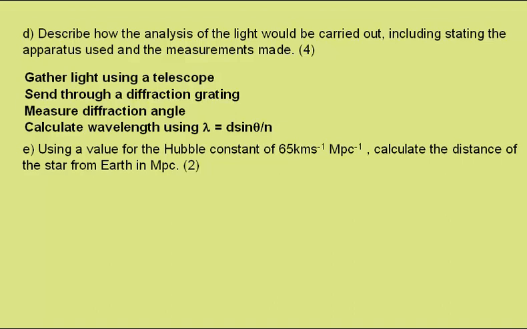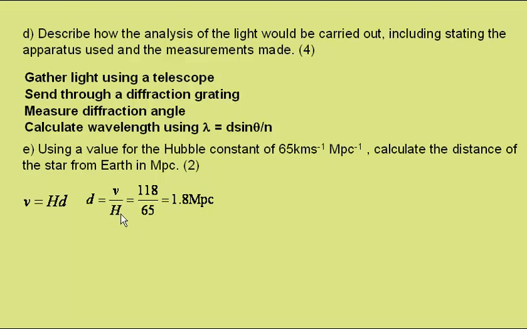Finally, part E. Using a value for the Hubble constant of 65 kilometers per second per megaparsec, calculate the distance of the star from Earth in megaparsecs, for 2 marks. Well, again, the equation we need is given on the datasheet, v equals H d, where v is the recession speed of the body we're looking at, H the Hubble constant, and d the distance of the object from us. Rearranging for d, it's equal to v over H.